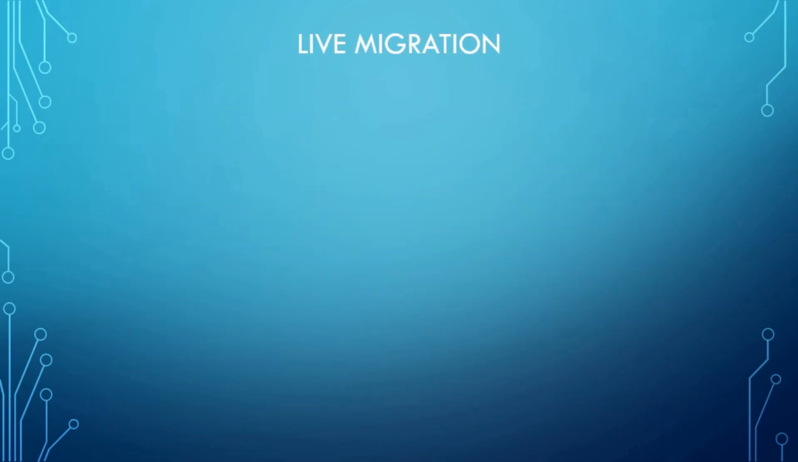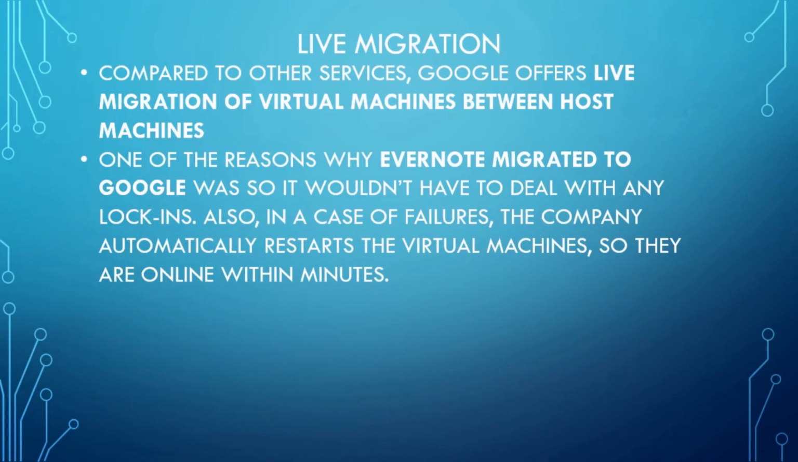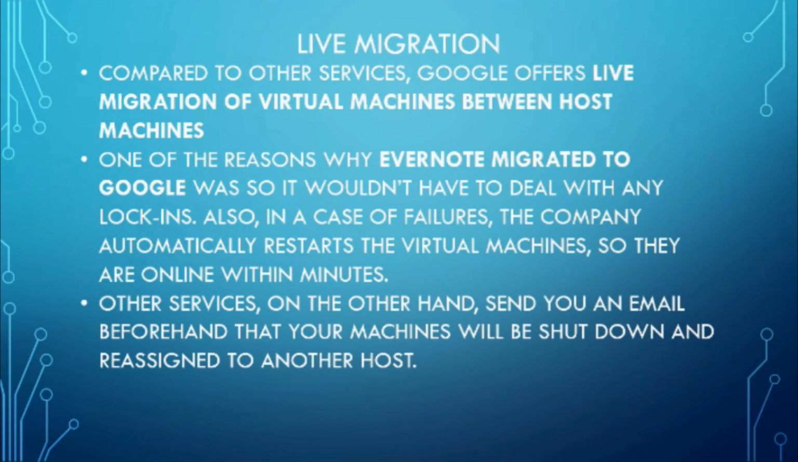Live migration. Compared to other services, Google offers live migration of virtual machines between host machines. Now, we'll explore the concept of live migration as we go ahead in this course. However, one of the reasons why Evernote, which is an application to save your notes or keep your reminders, migrated to Google was so it wouldn't have to deal with any lock-ins. Also, in the case of failures, the company automatically restarts the virtual machine so they are online within minutes of being down. The other services like Azure, AWS have to send you an email beforehand that your machines will be shut down and will be reassigned to another host. So, it proves to be a disadvantage.